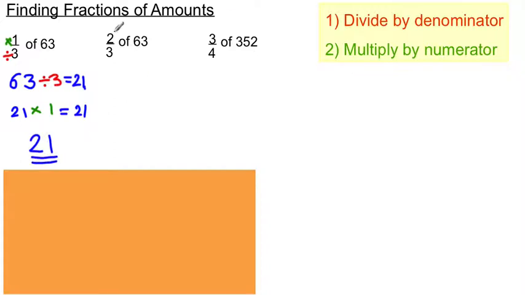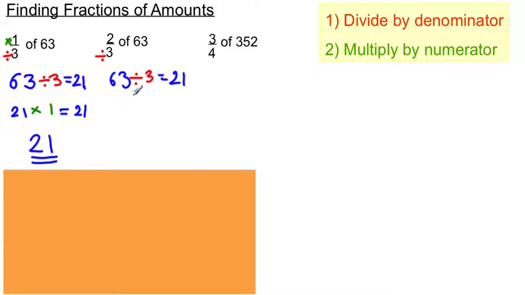Now, the next example, 2/3 of 63. So again, we need to do step 1. Step 1 is to divide by the denominator, which we did in the first part. So we need to divide by this number 3. 63 divided by 3, just like we found out in the first example, gives us 21. Now, unlike the first example, we are wanting to find 2/3. So we've split this 63 up into 3 equal groups. So we've got 21, 21, 21, which will add to the 63.